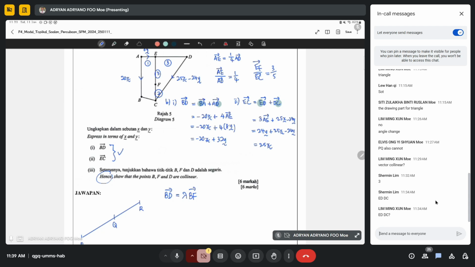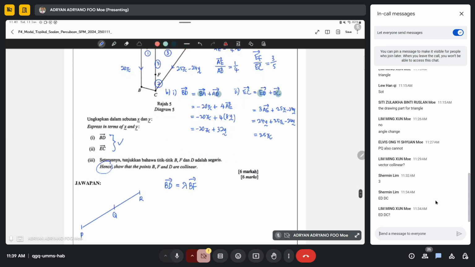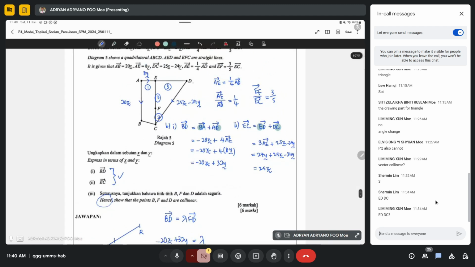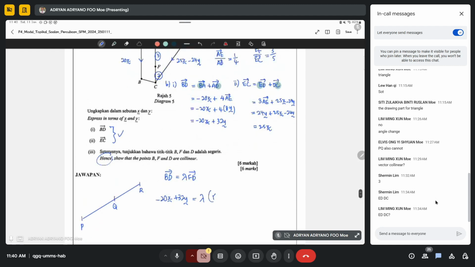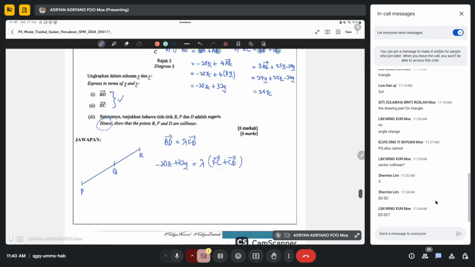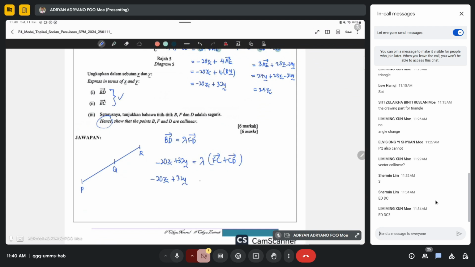As long as you use either one of these values, BD or EC, one of them. Just now I said both must be used, right? No, you can use just one. As long as you use one, hence show the points B, F, D are collinear. EC is harder to use because it's hard to find. So let's say I use lambda FD. BD, do we have it? Just now we found negative 20x plus 32y equals lambda FD. Do I have FD? How do I get FD? From F to D, I can go FE to ED, or FC to CD. So let's say I use FC to CD. Negative 20x plus 32y equals lambda.